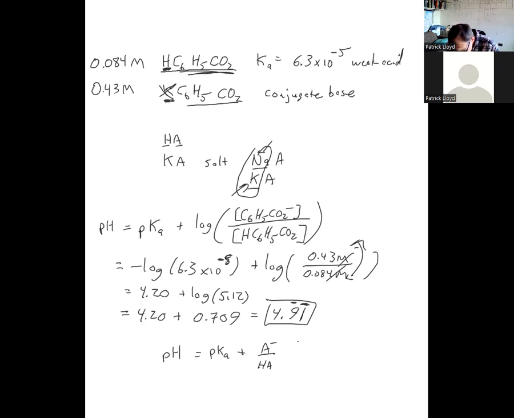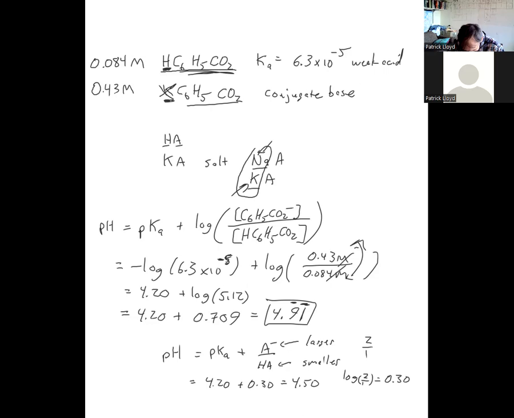So what happens is if this is larger than the one in the denominator, this one's smaller. So for example, 2/1. The log of that is positive. Okay, you get a positive value. So that means the pH will be larger than the pKa, right? So if I said, hey, this was 4.20 plus 0.3, see how it's higher? So if you have more of the conjugate base in the solution than you have the weak acid, the pH will be higher than the pKa.